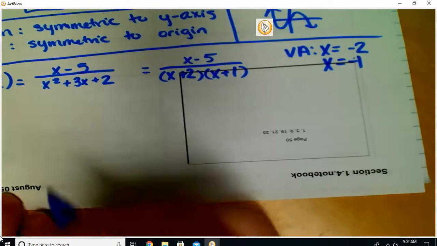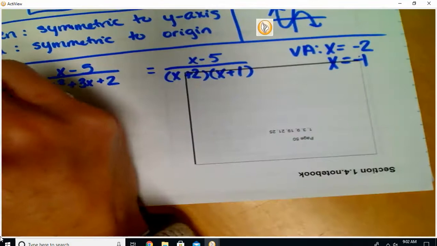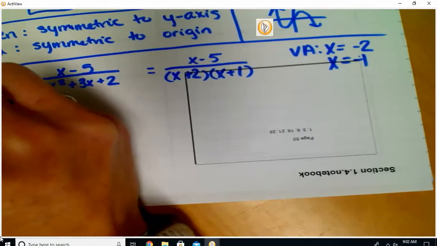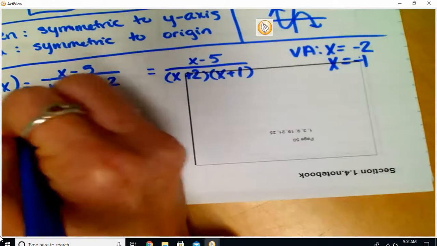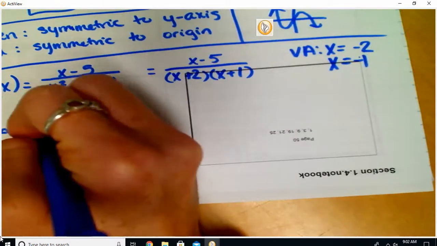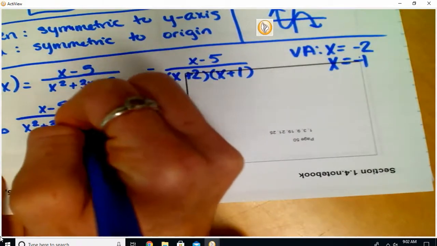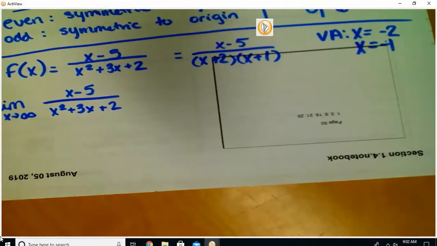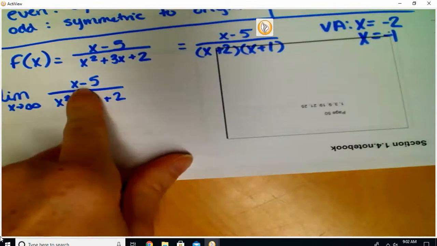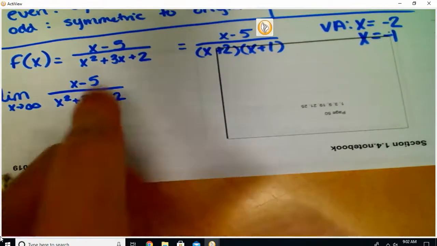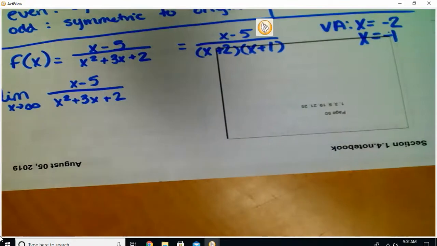Okay, then to get my horizontal, we have to do the limit as x approaches positive and negative infinity. And we've talked about 95% of the time they're going to be the same, but we did do one problem that had a radical where they weren't. Basically, unless it has a radical or a piecewise, they should match when you do the positive and negative infinity. I can't just plug in infinity, because I get infinity minus 5 over infinity plus 3 times infinity plus 2. I can't make any sense of that.